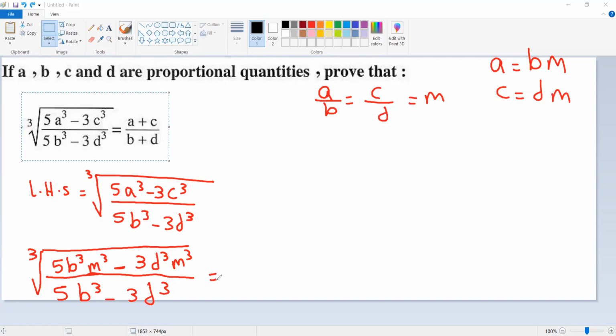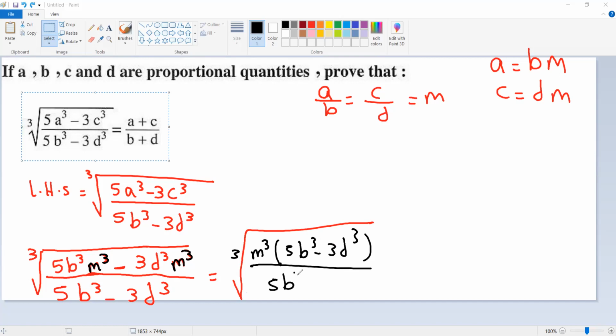That's the cubic root. We have a factor here. The factor is m to the power of 3, repeated in the 2 terms. So take m to the power of 3 as a factor. You are left with 5b to the power of 3 minus 3d to the power of 3, all divided by 5b to the power of 3 minus 3d to the power of 3. The same bracket at the top and at the bottom, cancel them out. You are left with the cubic root of m to the power of 3, which is equal to m.